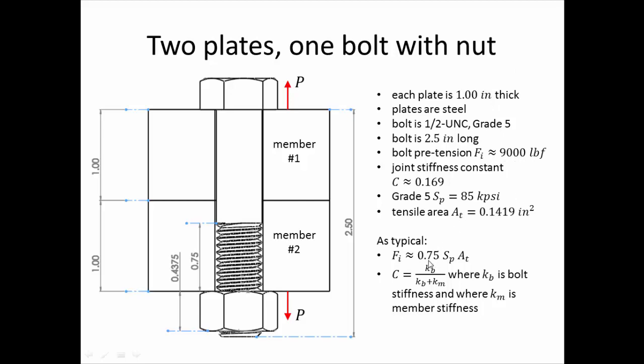The way that's calculated, it comes from 3/4 of the proof strength times the tensile area, where for grade 5, the proof strength is 85 kpsi, and for the 1/2 inch UNC bolt, the tensile area is 0.1419 inches squared. We need the joint stiffness constant for this situation. Based on our theory, the joint stiffness constant is a ratio of the bolt stiffness to the sum of the bolt stiffness and the member stiffness, and in this example, it's about 0.17.